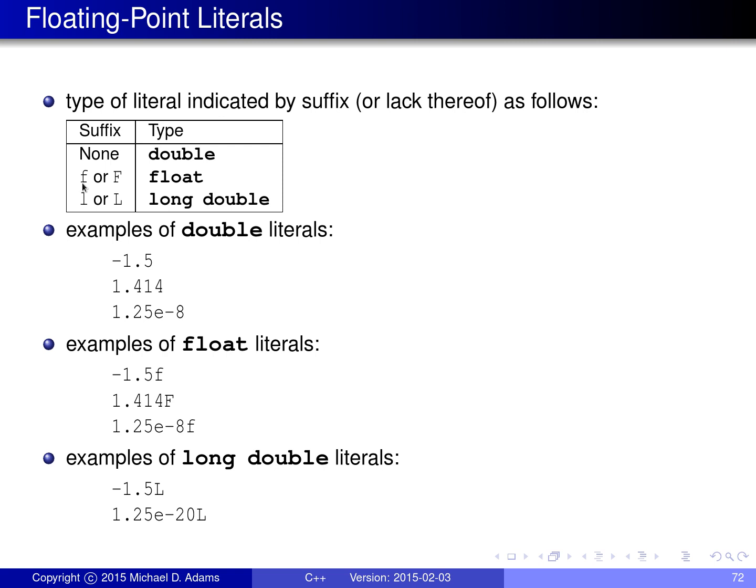If we have a suffix of lowercase f or uppercase F, the type is float. The literal has type float. So these are examples of float literals, minus 1.5f. The f suffix denotes it's a float type literal. Here we have a capital F, which means the same thing as a lowercase f. This is also a float literal. And then we have some examples of long double literals at the bottom. If you have a lowercase l or an uppercase L as a suffix, then the type of the floating point literal is long double. So minus 1.5 followed by a capital L is an example of a long double literal. And 1.25 e minus 20L is also a long double literal. This would correspond to the value 1.25 times 10 to the minus 20.